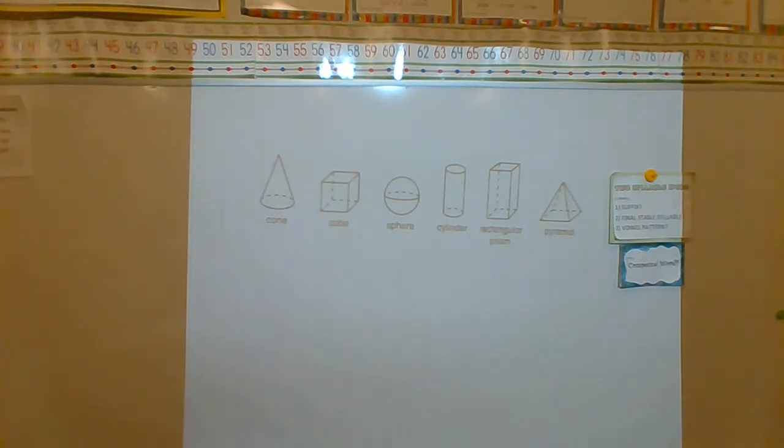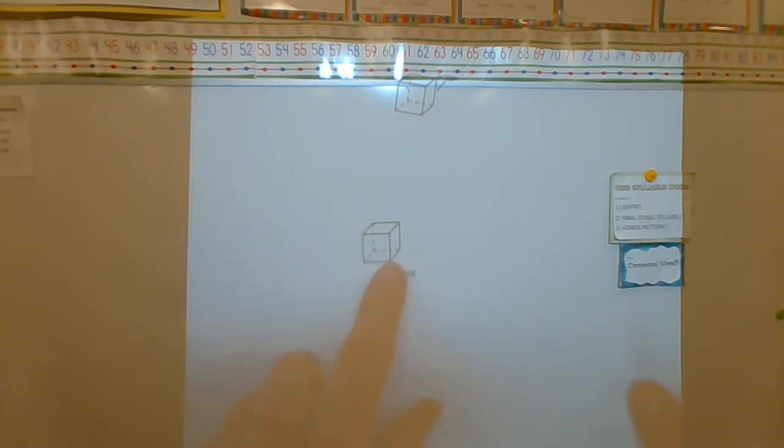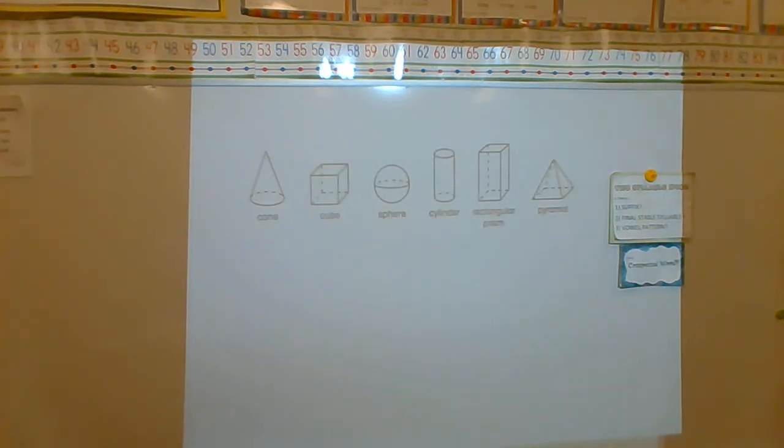So what if I show you, here are their names again. The face, the edge, and the vertex. Okay? So flat side, the edge, and the corner or point. Okay? Now, what if I showed you a picture of this?